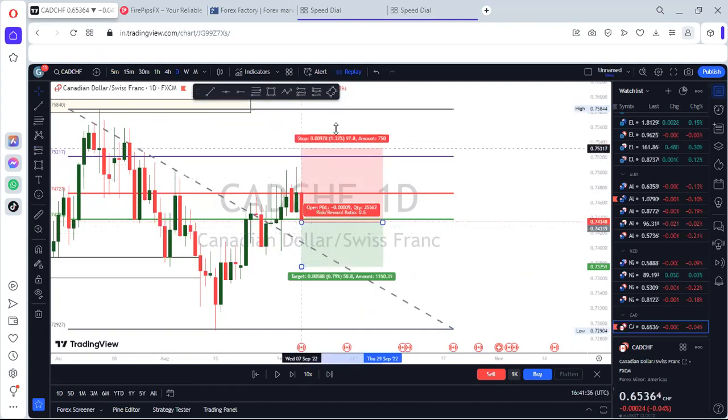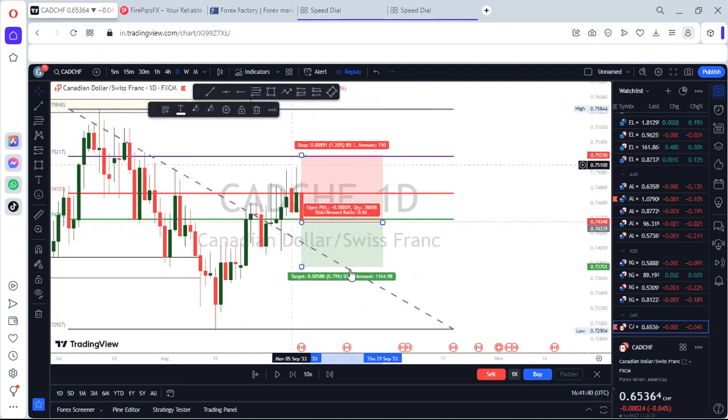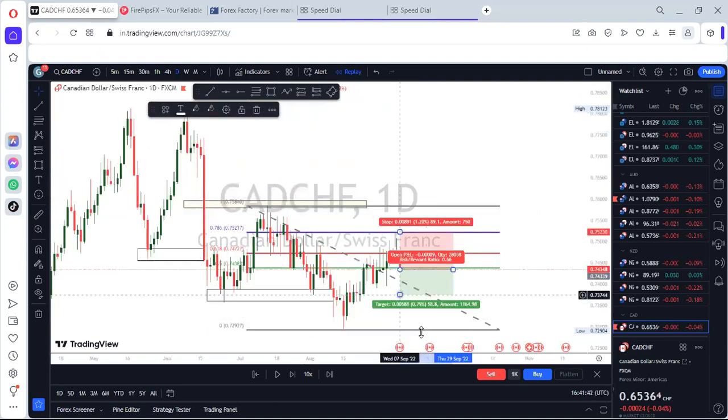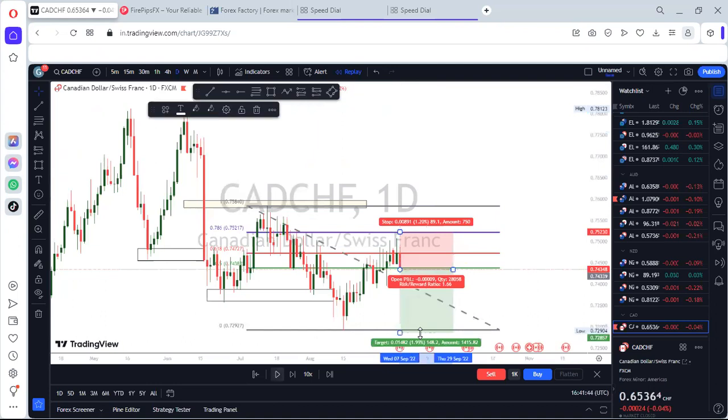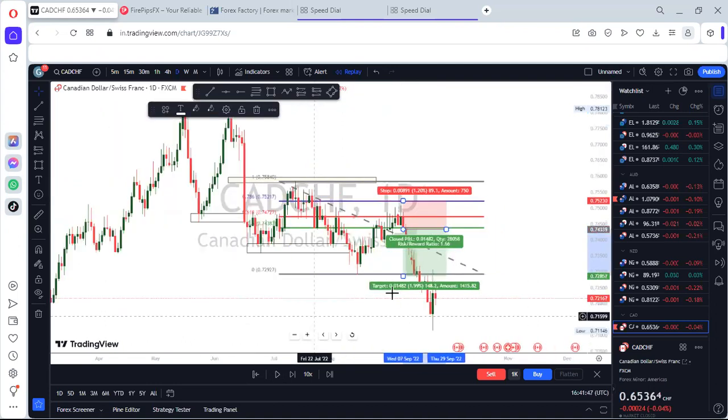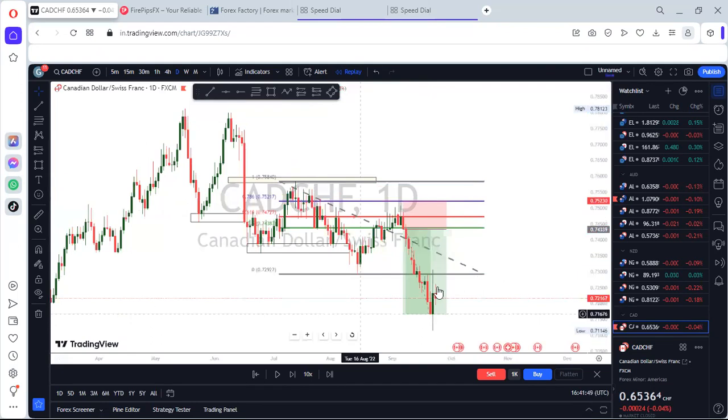Stop loss will be here, above this zone, or just above this level right here. Then take profit down. Let's see. Boom. So take profit has been hit without stress. Now let's check off another one.